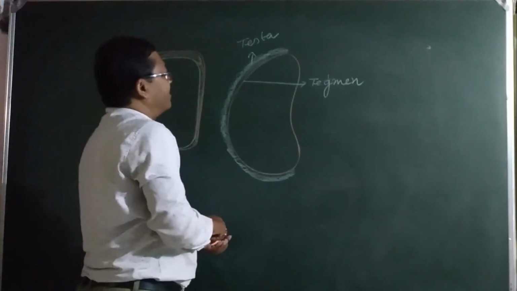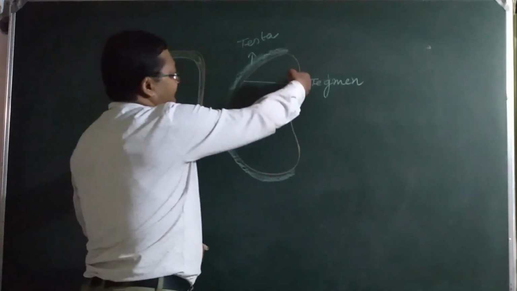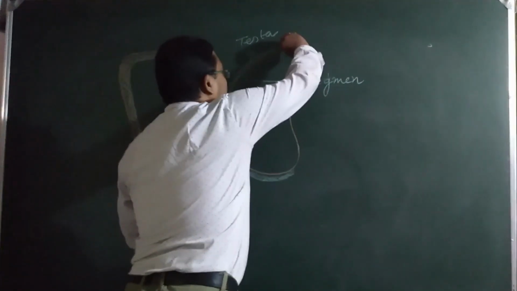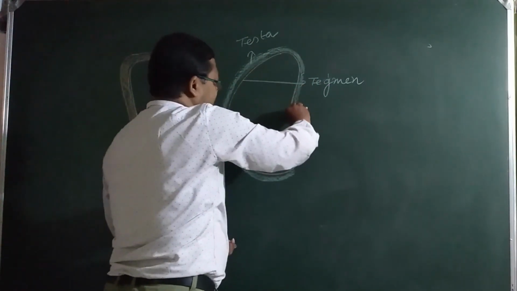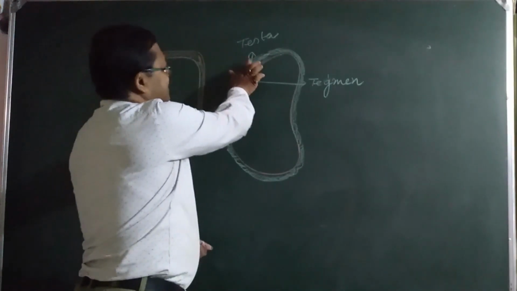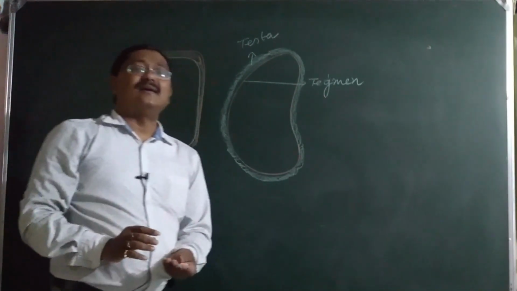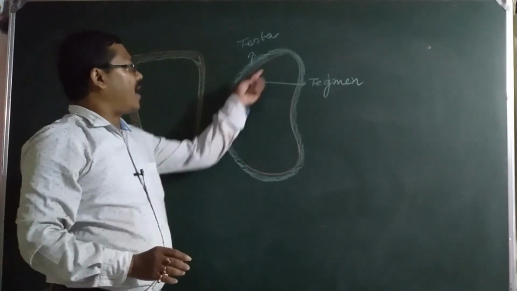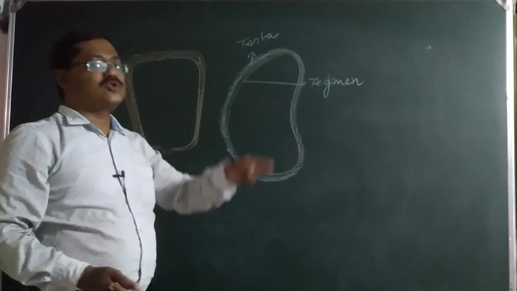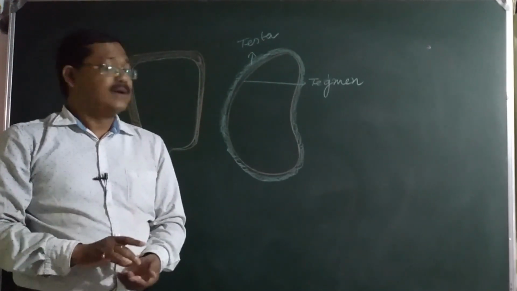Testa and tegmen. It has two surfaces, one convex and the other concave. That is why it looks like a bean-shaped, kidney-shaped structure. Outer testa, inner tegmen. The testa is very hard and protects the inner part of the seed. The innermost part is thin, but it also has a protective function.